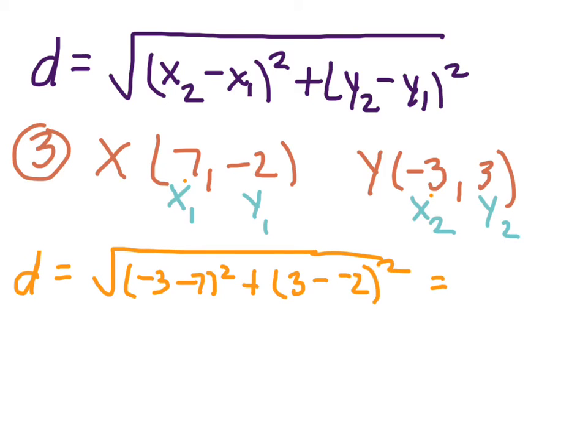You can just plug this into your calculator. You do -3 minus 7 and then square it, and then 3 minus -2 and then square it, and then add that together. When you do that work, you should get 125 underneath your radical. And it's really important that if you can simplify the radical, do so.